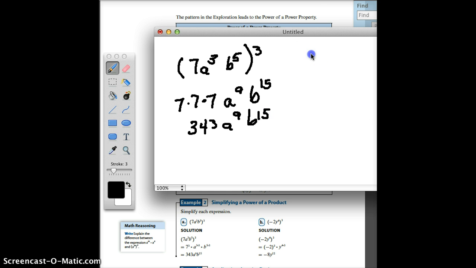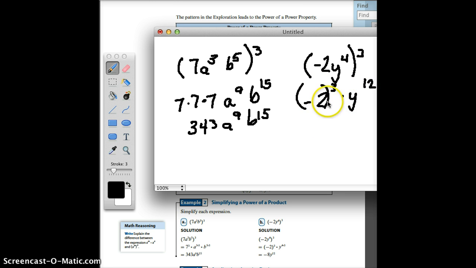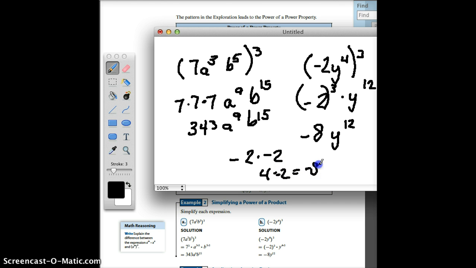Okay, same thing with a negative. If you have a negative coefficient, negative 2 y to the 4th, all to the 3rd, that would be negative 2 to the 3rd power times y to the 12th power. Negative 2 to the 3rd power is negative 8, y to the 12th. Okay, how did I get negative 8? Well, negative 2 times negative 2 is 4. 4 times negative 2 is negative 8. You got to remember that the negative comes into play there. Okay? All right.